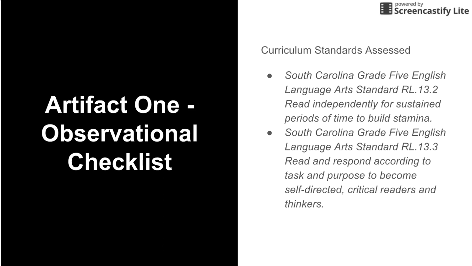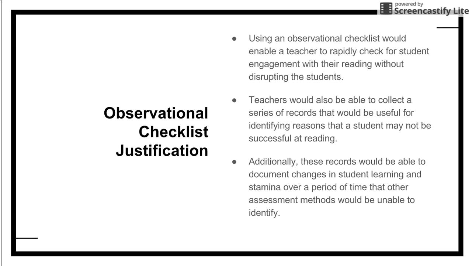The first artifact assessed the reading standards. It was an observational checklist, and it assessed the reading standards of reading independently for sustained periods of time to build stamina, and read and respond according to the task and purpose to become self-directed critical readers and thinkers.